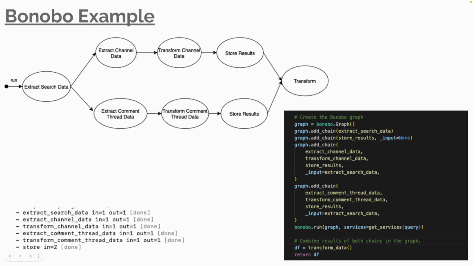When it's actually running, you can see that these are grayed out, so when it starts running the search data, that'll be active, and then these others are grayed out, and then it'll run the extract channel data and the extract comment thread data in parallel, and then finally it'll come back and run the transforms. You can see that by the output of Bonobo. So it's a nice tool to use.